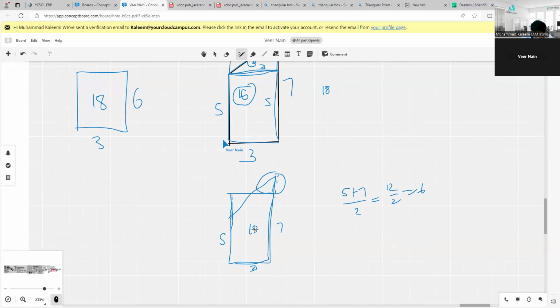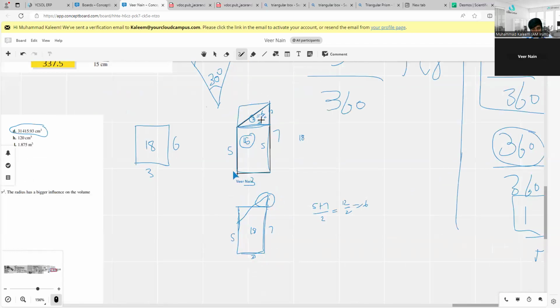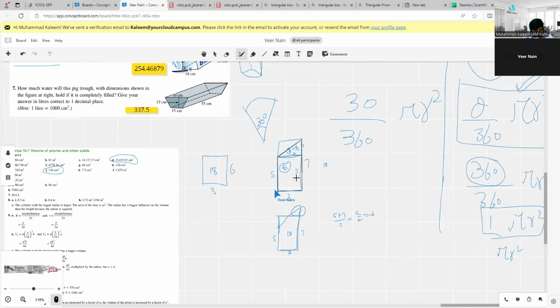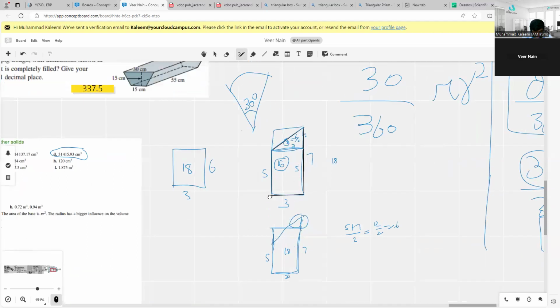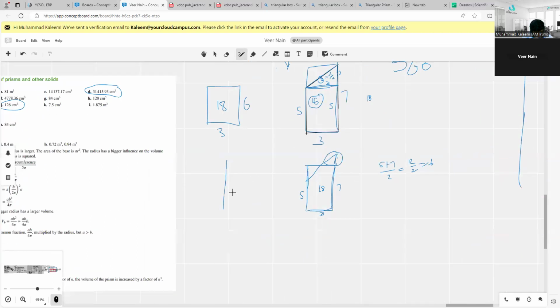Did you understand? Yeah. Okay, you can use this method as well. But if we have a different trapezium, like this one, in that case this method does not work here. Like if we have 10 on one side and 5 on the other, then we cannot say that this one is 5.